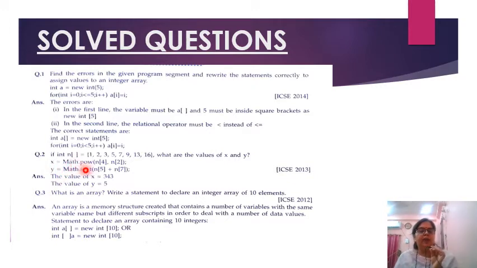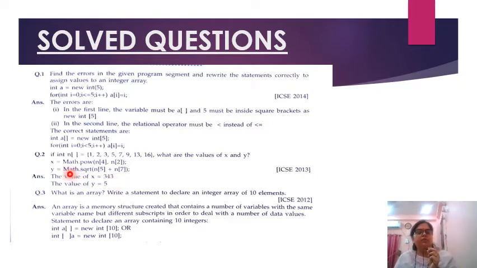x is Math.pow(4, 2), raised to the power. Now what is the element at index 4? See, 0, 1, 2, 3, 4, it is 7. The 7 will be here, and n will be the power for that, which is 3. So 7 raised to the power 3. What will be the answer? The answer is 343. So the value of x will be 343.